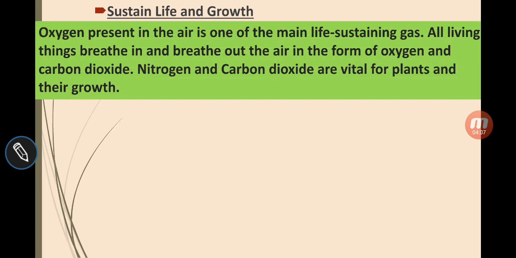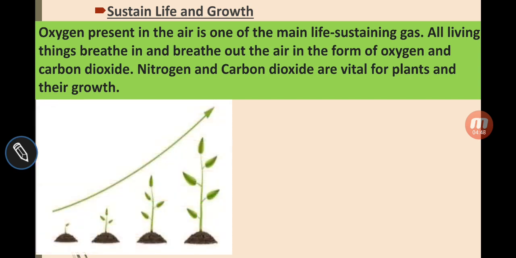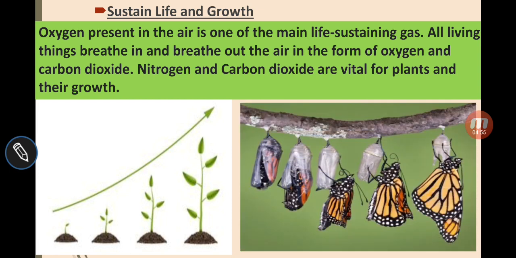Sustain life and growth. How? Oxygen present in the air is one of the main life sustaining gases. All living things breathe in and breathe out air in the form of oxygen and carbon dioxide. Nitrogen and carbon dioxide are vital for plants and their growth. Yes, my dear students, carbon dioxide and nitrogen are very important for the growth of plants and the formation of protein in their bodies. You can see how a plant grows step by step. Also in the case of an insect, you can see how it grows.